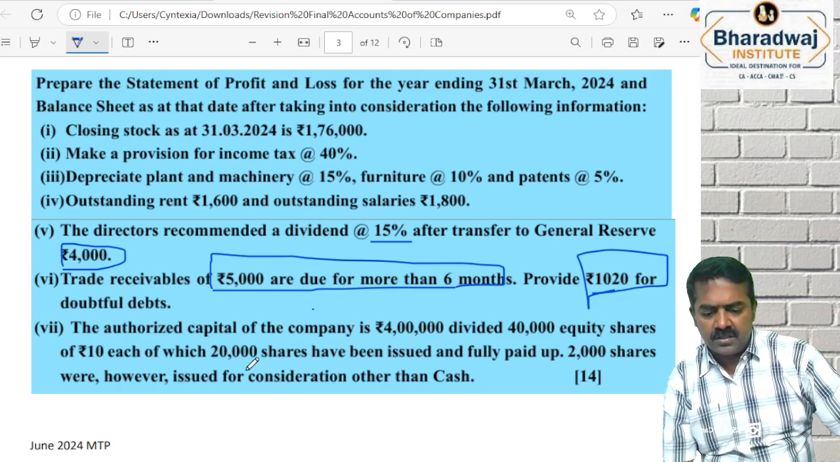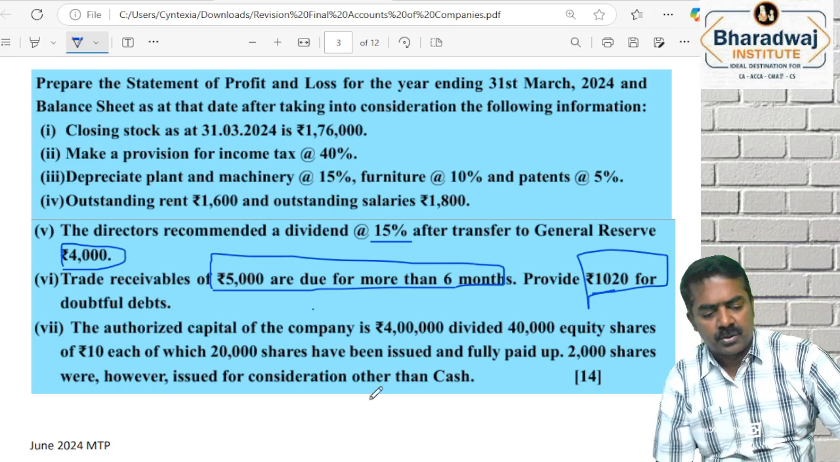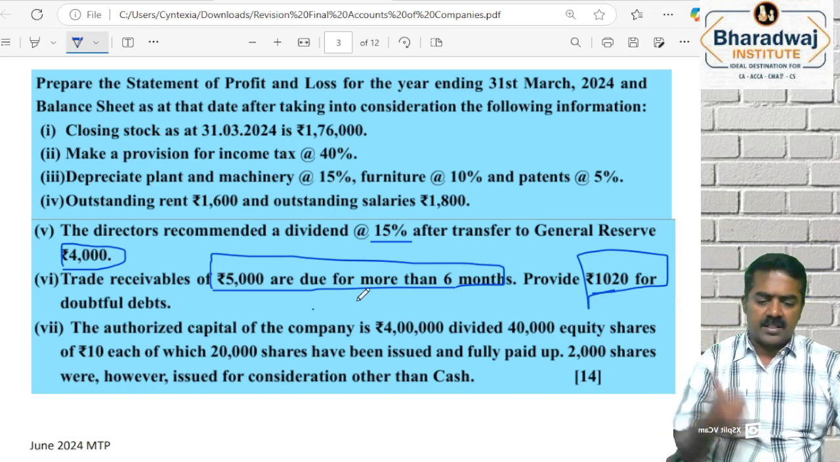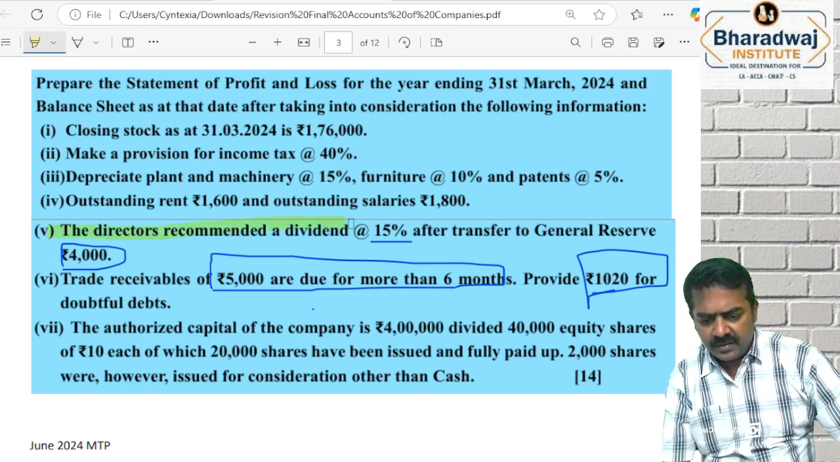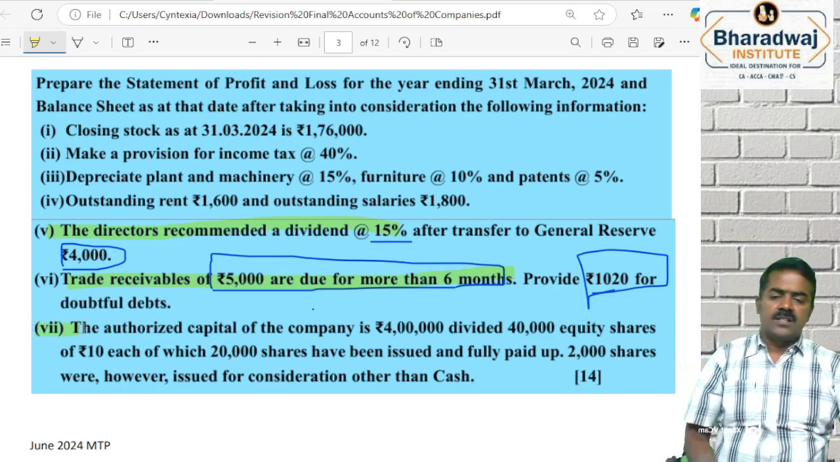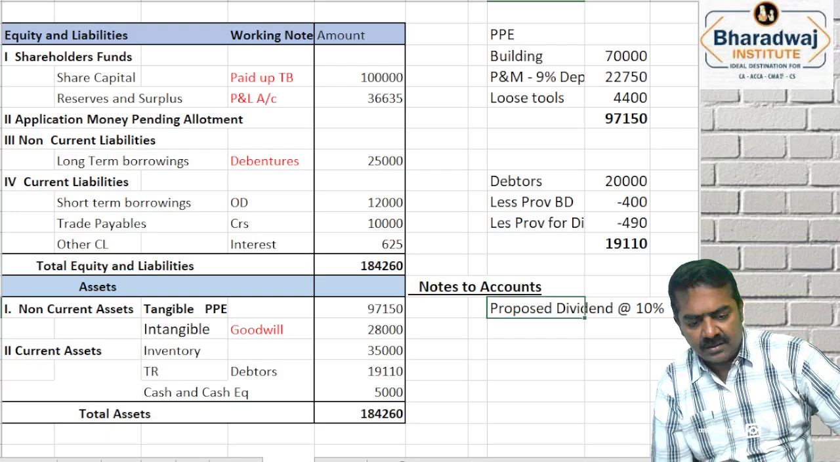Authorized capital is just an information. Paid up capital, all those things are information. Issue of shares for consideration other than cash also is just notes to accounts. All these are notes to accounts with respect to share capital. Authorized capital, issued and paid up capital, and shares issued for consideration other than cash are notes to accounts. What and all will come in notes to accounts? Dividend declared, trade receivable due for more than 6 months, and this point number 7. All these things will come in the form of disclosures, notes to accounts. Start.